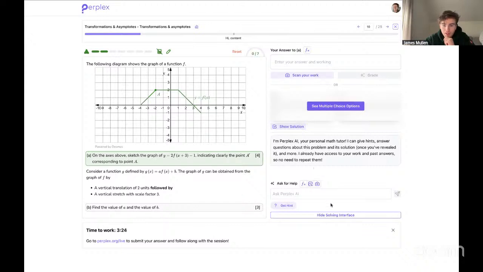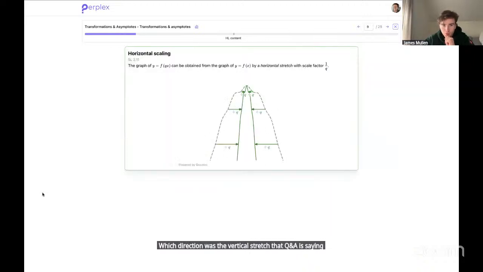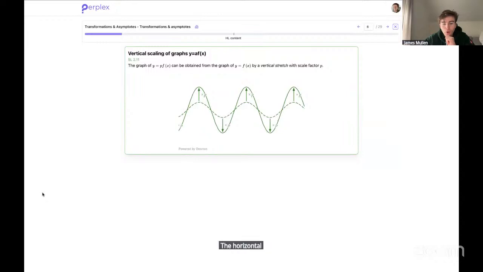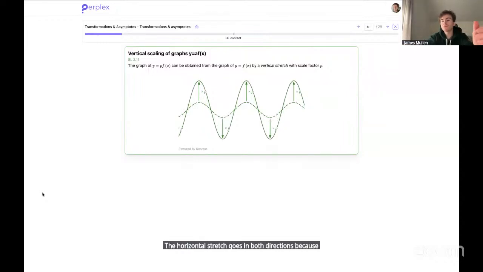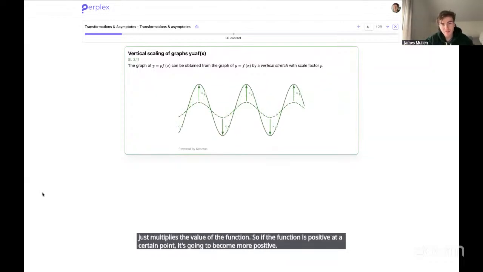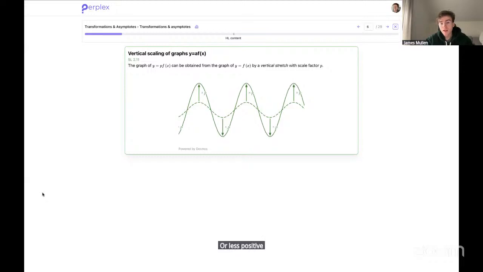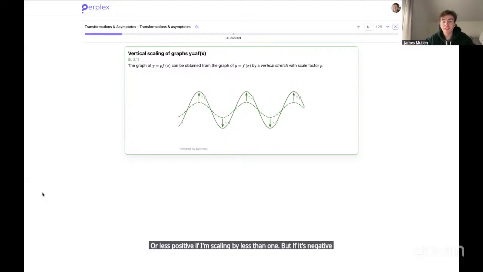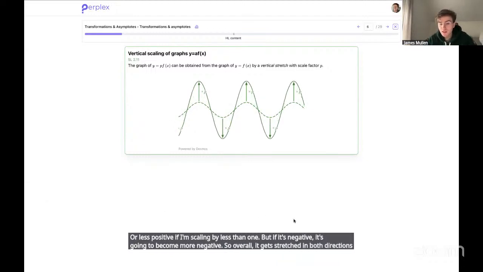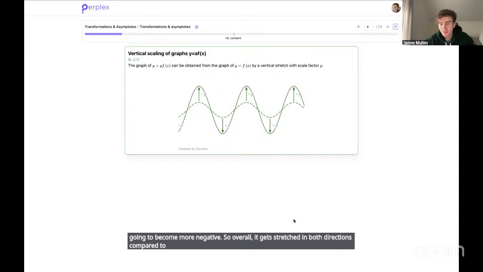Which direction was the vertical stretch the Q&A is saying? I'm not 100% sure I understand what you're saying. The vertical stretch goes in both directions because it just multiplies the value of the function. So if the function is positive at a certain point, it's going to become more positive, or less positive if I'm scaling by less than 1. But if it's negative, it's going to become more negative. So overall, it gets stretched in both directions compared to the x-axis. So it's hard to say. I don't know if that's what you meant, Gabriella, but yeah.